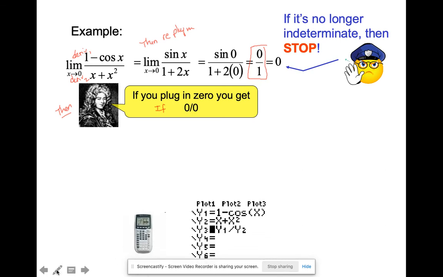Right? So you can see what I've done here. Into y1, I put 1 minus cosine x. Into y2, I put x plus x squared. And into y3, I put y1 divided by y2. So I just wanted to highlight that you can do this at any time, because sometimes when you're in a hurry, and you just typed 1 minus cosine x divided by x plus x squared, that's not going to give you the right graph, right? The calculator follows the order of operations. You have to put parentheses around your numerator and denominator in between your divide, which is why I do it like this. I turn both y1 and y2 off, and I turn on y3, and then I can look at it around 0.